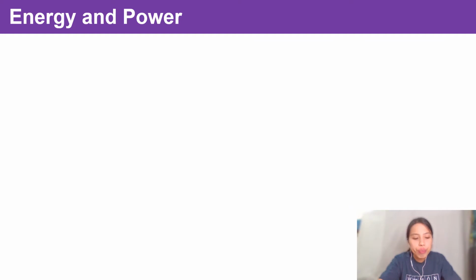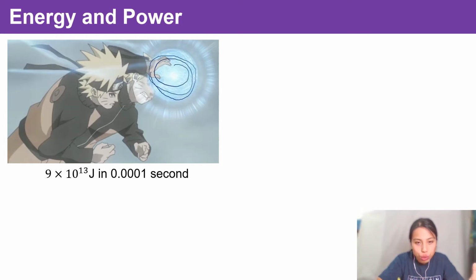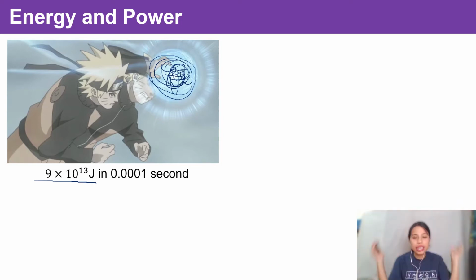Let's start off with a brainstorm question. I'm going to show you two pictures and we're going to think about which one has more energy, is more powerful. On the left side, we have this character loading up a ball of energy in his hand. This ball of energy is 9 times 10 to the power of 13 joules. If this ball of energy hits you, on impact, in 0.0001 second, all this energy is going to be transferred to you. So, boom. You don't want that thing to hit you, but if it does, that huge amount of energy is going to hit you.